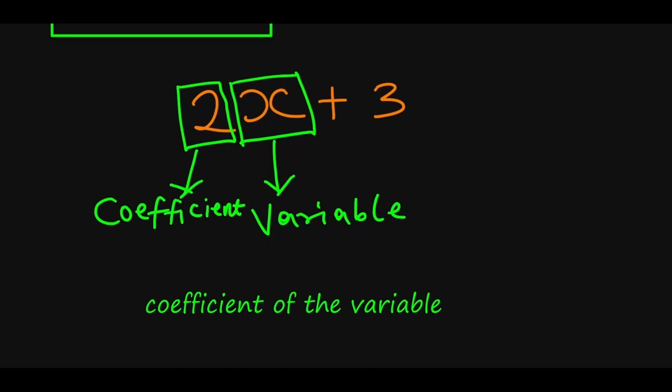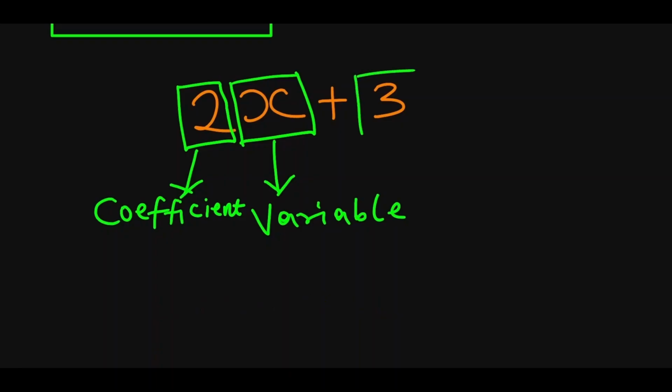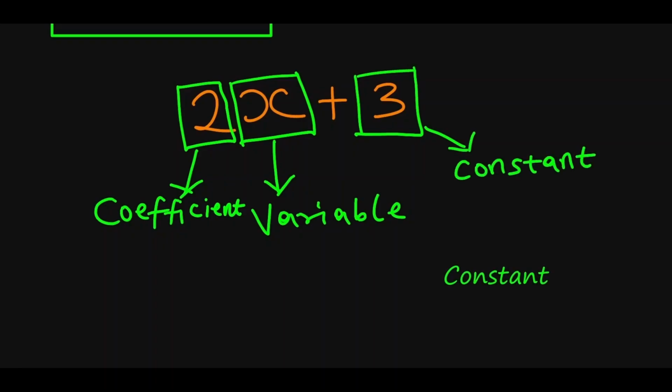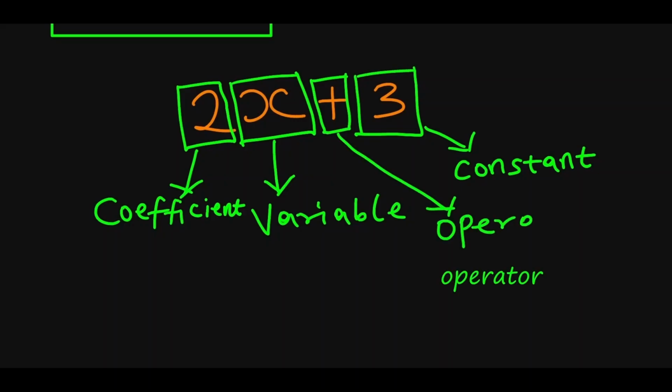So coefficient of x, coefficient of a, coefficient of b, whatever the variable is. Then the other number that doesn't have any letter accompanying it is called a constant, because that number will not change in that equation. Whatever it is, it will remain. Then the final participant of an algebraic statement, whether expression or equation, is this plus sign here. It can be plus, can be minus. It's called an operator.